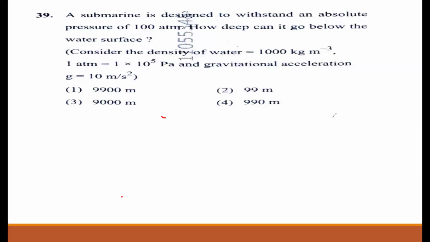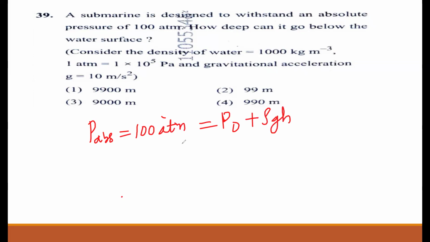Now, coming to question number 39: a submarine is designed to withstand an absolute pressure of 100 atmosphere. How deep can it go below the water surface? So here, absolute pressure is equal to 100 atmosphere, given, and that is equal to atmospheric pressure plus rho g h. So if I take 100, rho g h I have to calculate.